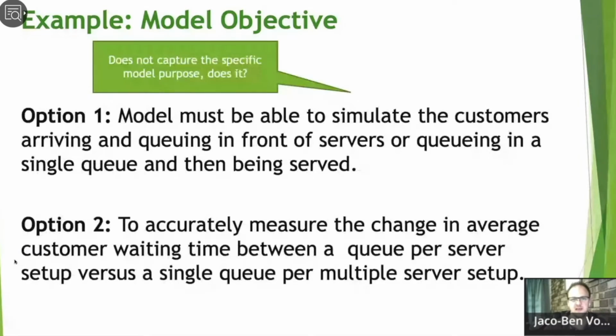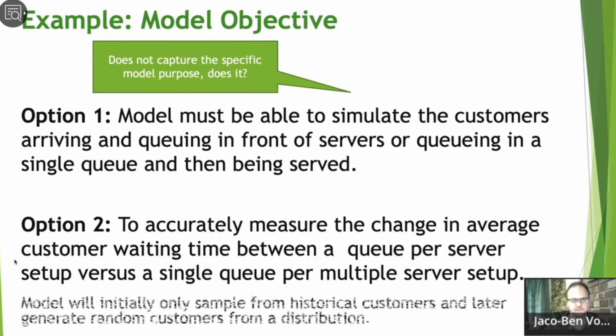If we are saying that you need to just simulate, what are we going to simulate, right? We can simulate anything. We can just have them walk up there, do whatever. It's very ambiguous, right? At the end, you're going to say, did you simulate this? How do you answer yes or no to that question? Whereas if we're saying accurately measure the change in average customer waiting time, that's something that at the end, somebody can very objectively say, yes, we managed to do this, or no, we did not.